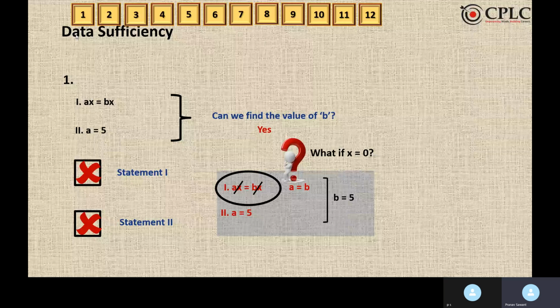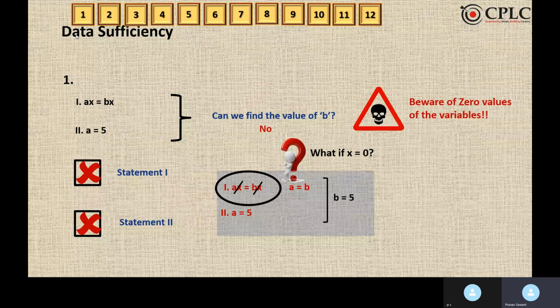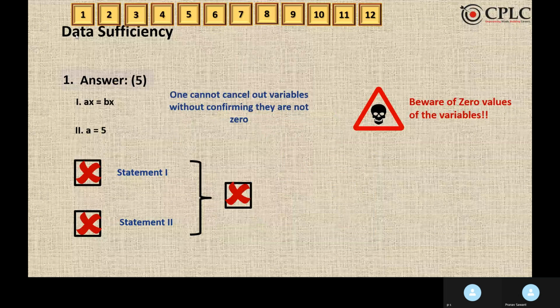So be careful about such things. Don't just cancel out and take out the answer. You have to look for all the possibilities. Hence, even after combining both the statements, we cannot solve the question. We cannot find the answer. Hence, I'll mark answer option 5. The condition over here is one cannot cancel out variables without confirming they are not 0. So we cannot cancel out variables directly. Variables can take any values, including 0.